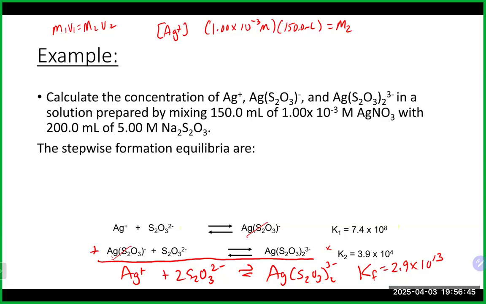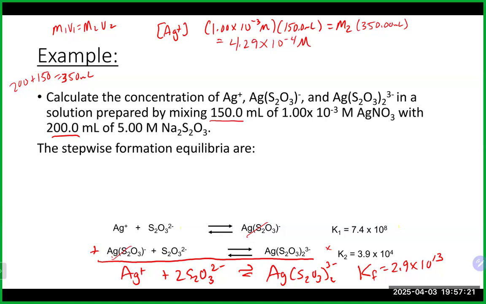And now we really want the total volume when we put them together. So we have 150 and 200. That's going to give us a total volume of 350 milliliters, which in this case would be our V2, right? Solving for M2 is going to give us a concentration for our silver, 1 times 10 to the minus 3 times 150 divided by 350. Go with 4.29 times 10 to the minus 4 molar.